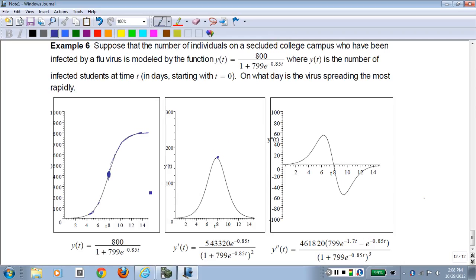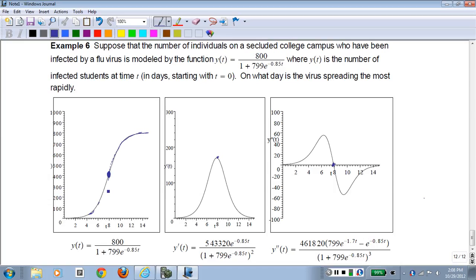So the original function, the first derivative, and we can see the 0 of the second derivative. There's a second derivative over there. The 0 of the second derivative, the second order critical number, is the location of the inflection point. Right there, day 7 point something, that's where the inflection point is. When we set the second derivative equal to 0 and solve for t, that's what we get.